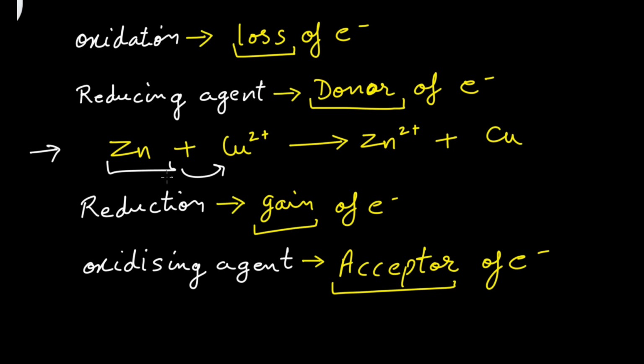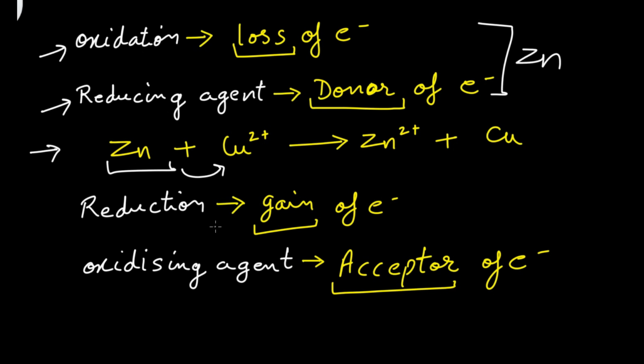Copper is receiving electrons from zinc. Zinc is donating its electrons. So zinc is undergoing oxidation and zinc is also acting as the reducing agent for copper. Why? Because it is donating electrons. So in this place, oxidation and reducing agent is zinc.